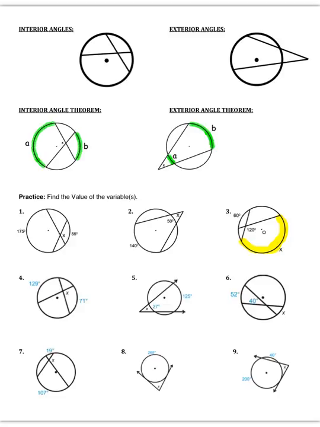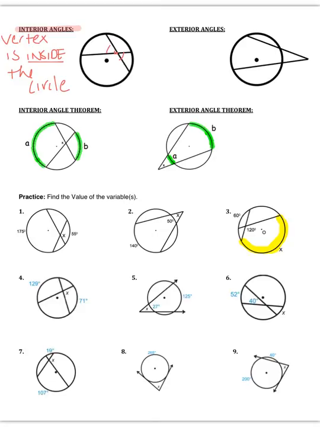So I'm going to do an interior angle first. An interior angle, guess where the vertex of this angle is? It's in the circle, okay? So an interior angle, its vertex is inside the circle. The weird thing about an interior angle is I have two congruent angles, because those are vertical angles, and those vertical angles are congruent.